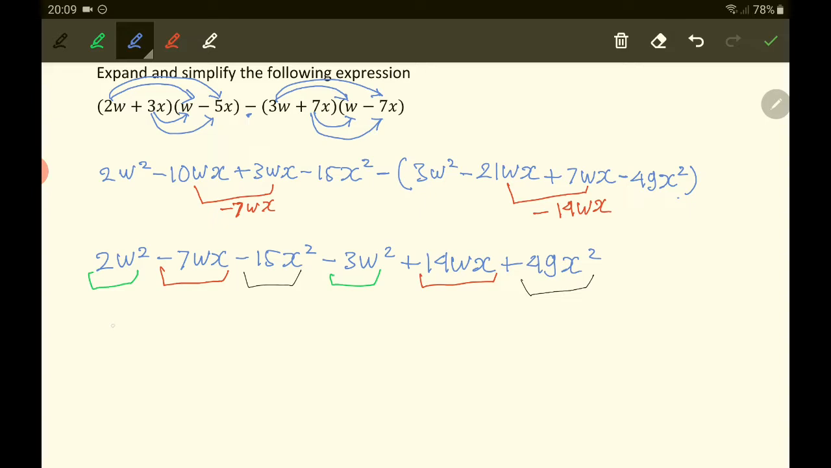So for w squared, 2w squared minus 3w squared equals minus w squared. Next is the wx: minus 7wx plus 14wx, so we get plus 7wx. And then the last one, minus 15x squared plus 49x squared, so we have plus 34x squared. So this is the simplest expression that we can get.